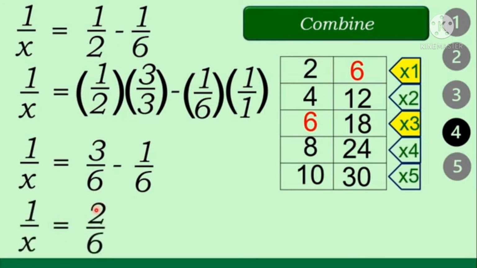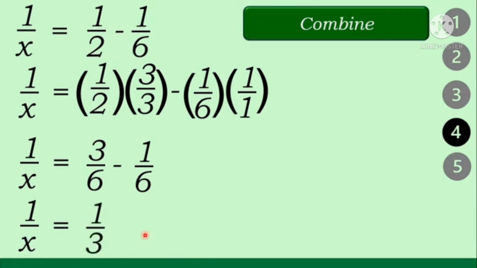Now here, actually you can proceed to the next step, which is cross multiplication. Remember, you have a fraction on the left side and a fraction on the right side. But right now, what I'll be showing is, I will first reduce the fraction 2 over 6, since they have a common factor, which is 2. So divide both by 2: 2 divided by 2, you'll have 1. 6 divided by 2, you'll get 3. So that will be equal to 1 over 3. And since it's already reduced, I can now proceed to the cross multiplication.